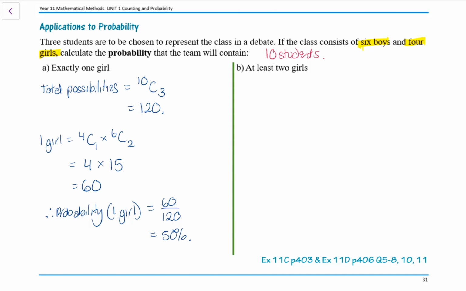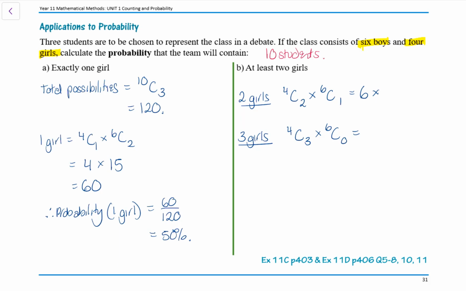Okay, now we need at least 2 girls. So we could have 2 girls, which would be from our 4 girls, we're going to select 2. But that would mean that we'd need 1 boy, so from our 6 boys, we need to select 1. Or we could have 3 girls, because it says at least 2 girls. So from our 4 girls, we're going to select 3, and from our 6 boys, we're not going to select any. Okay, so go to your calculator and work these things out.